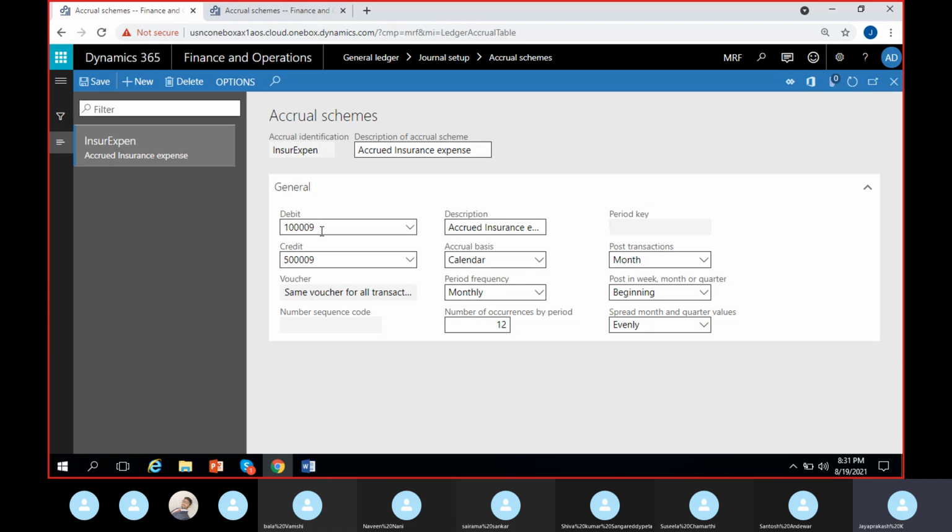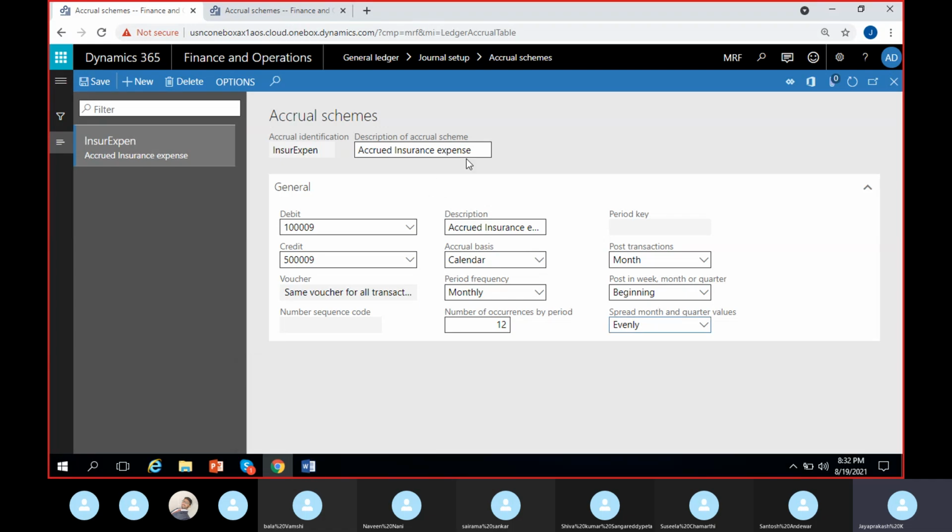I see the debit account that I have to give there. I gave it as credit account. I mean, this expense account, which I have to give in the entry as a debit account, I gave it here as credit account. This one I gave it as debit account. Okay, and normal selection I have done calendar, monthly calendar, and 12 months. Then post transactions for each month, then in the beginning of the month, and spread them evenly. Okay. So I will try to apply this scheme on one of the transactions that I'm going to post now.